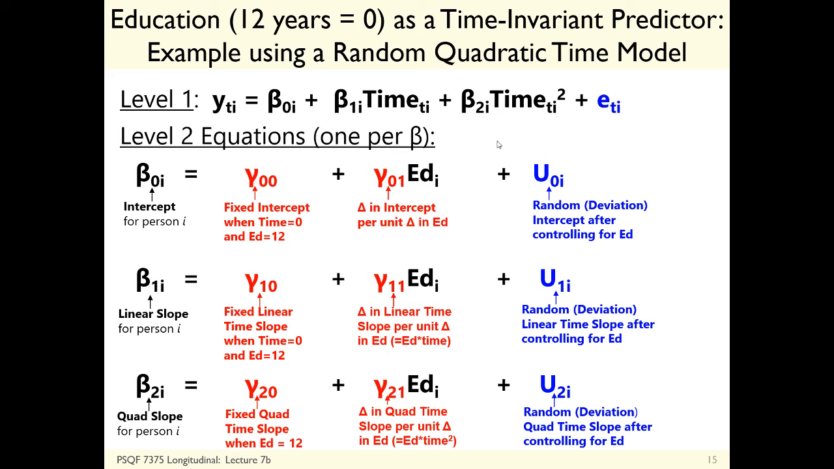Mm-hmm. So it should stay relatively the same. It will stay the same. It might wiggle a little bit based on unbalance in the data, but it should stay the same.